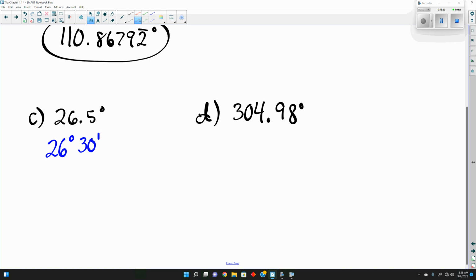Now, I do want to show you at least one time how to do this by hand, if we were calculating this out. The way we would do this, if we were not plugging it straight into the calculator, is we would take the 0.98 and multiply it by 60. This 0.98 will be part of the minutes, so we're multiplying it by 60 and seeing what the result is.